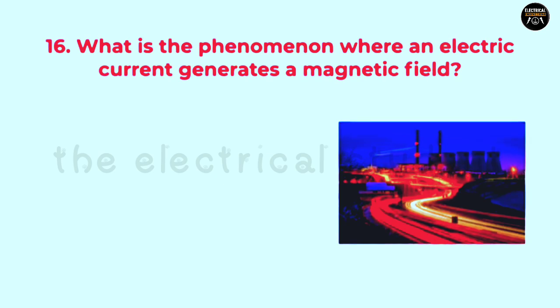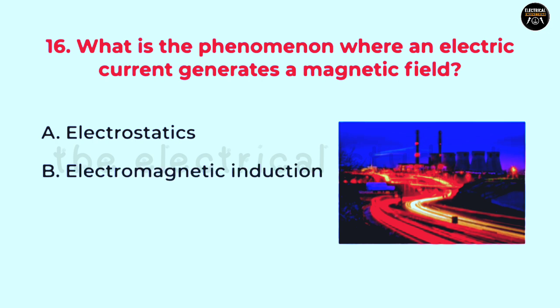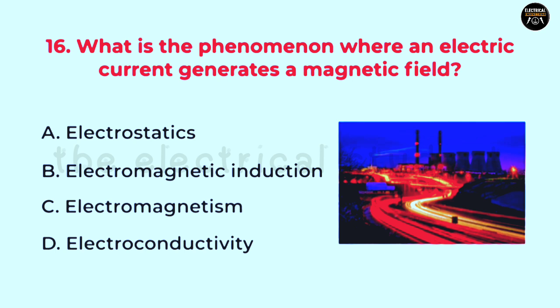What is the phenomenon where an electric current generates a magnetic field? A. Electrostatics. B. Electromagnetic induction. C. Electromagnetism. D. Electroconductivity. The correct answer is option C, electromagnetism.